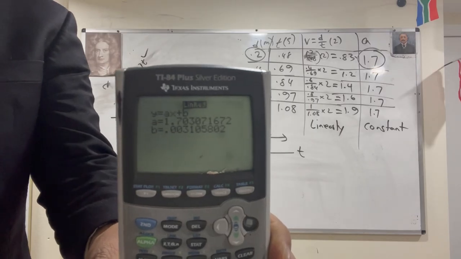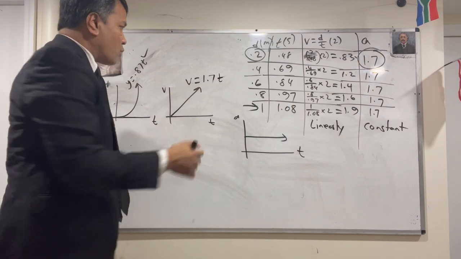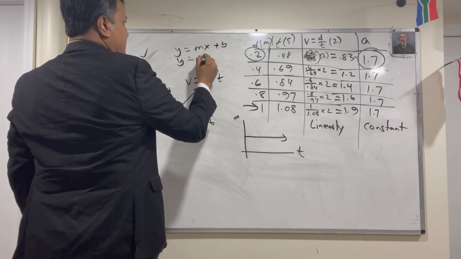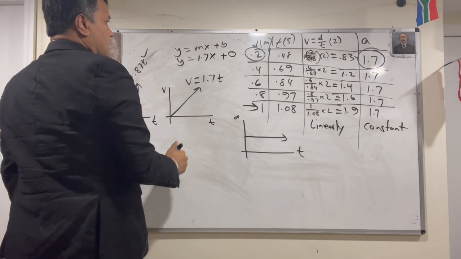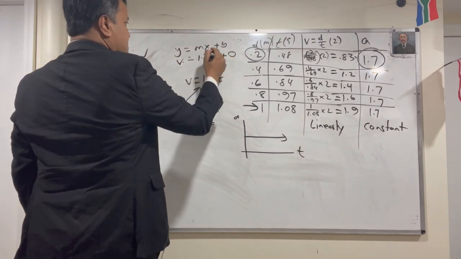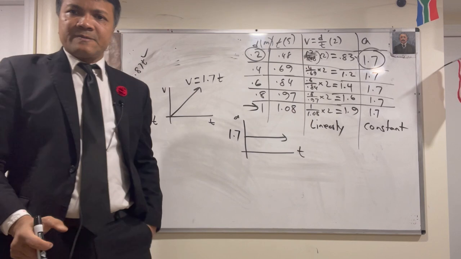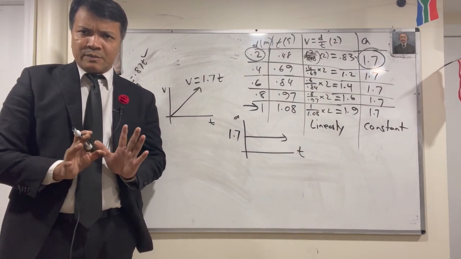All right, now go to stat and go to calculation linear, because the velocity versus time has to be linear, and then calculate. So a is 1.7. That's great. Why? Because y equals mx plus b. So y equals 1.7x plus b, and b is 0, of course. Then y is replaced by velocity, and x is replaced by t. And acceleration, we also already know how. So this is how you should be understanding the lab.